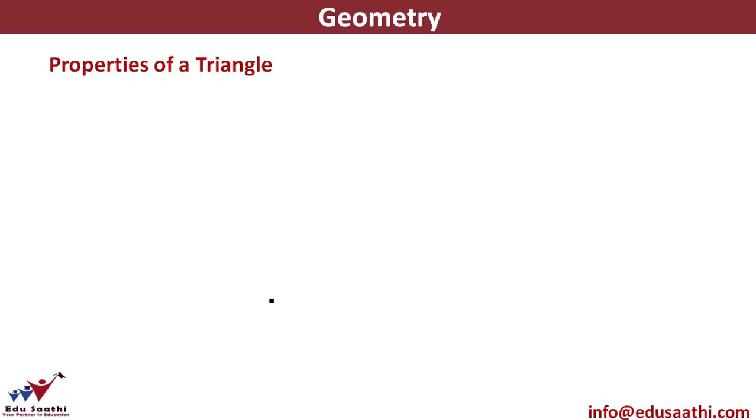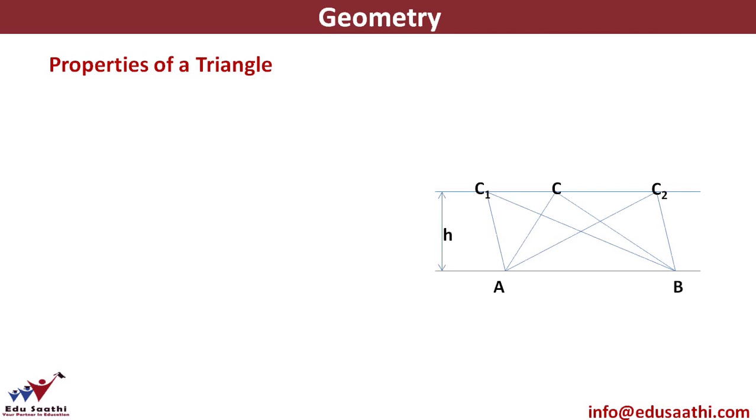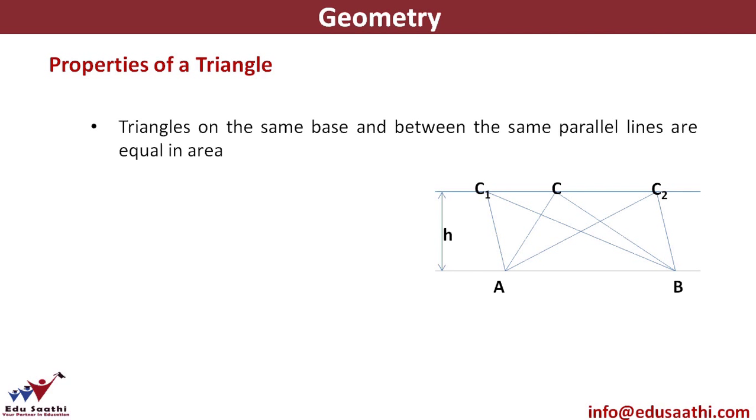Let's look at the properties of triangle. Triangles on the same base and between the same parallel lines are equal in area. Very important property. If you have a number of triangles on the same base and between the same set of parallel lines, if you remember the concept of parallel lines, the distance between the two parallel lines would always remain constant. Now if I take the same base, that means my base is same, I follow the formula half into base into height.